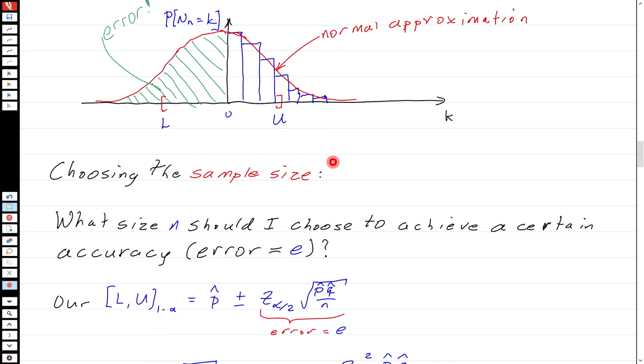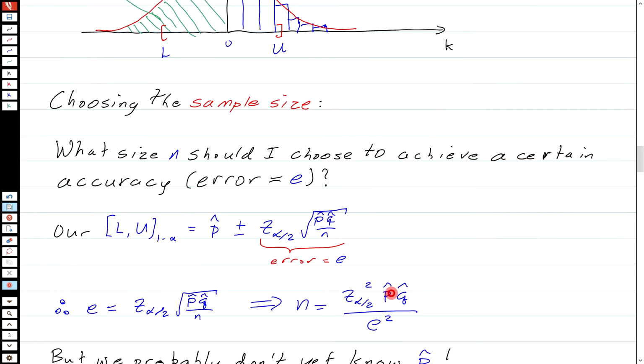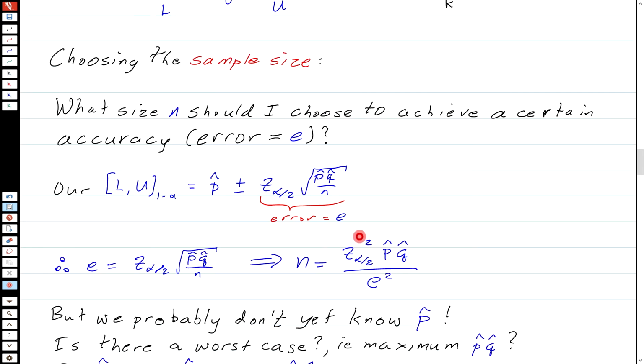Well then, the next question we asked earlier on in this sequence of lectures was, what sample size do we need in order to achieve a certain error accuracy in our estimate? Again, we see that the maximum error that we can have is just half the interval size, and that's z alpha times the square root of p hat q hat over n. All we have to do is set that equal to the error value and solve for n, and we're all set.